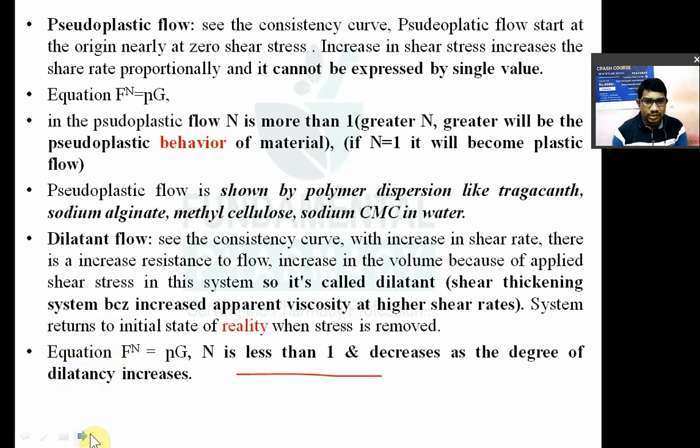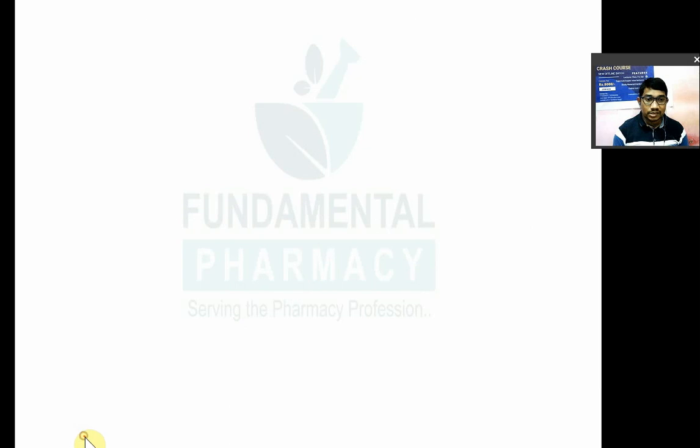If n is equal to 1, it will become a Newtonian liquid. If n is more than 1, it will become a pseudoplastic. So the degree of dilatancy will increase as the value of n becomes less. वो एक से बहुत कम हो रहा है, जितना जितना कम हो जाए उतना डायलेटेंसी बढ़ जाएगा. Dilatancy means shear thickening system. So plastic means shear thinning system.